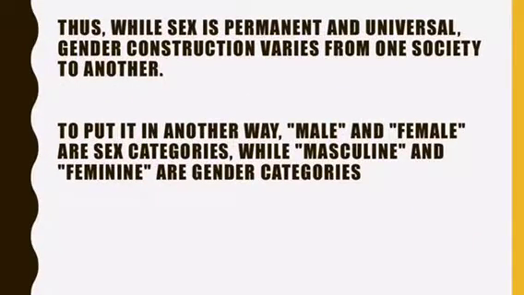While sex is permanent and universal, gender construction varies from one society to another. To put it in another way, male and female are sex categories, while masculine and feminine are gender categories.